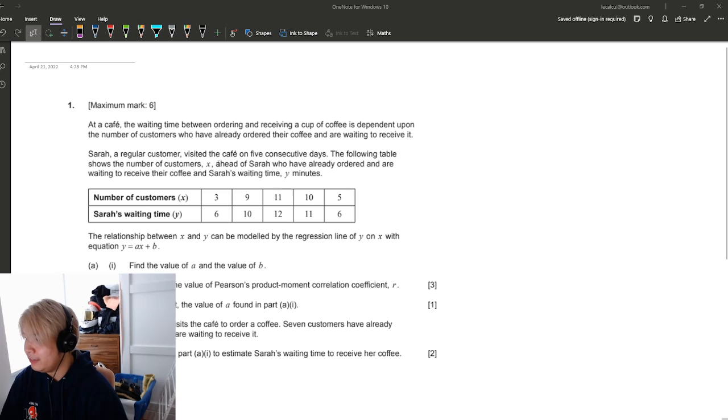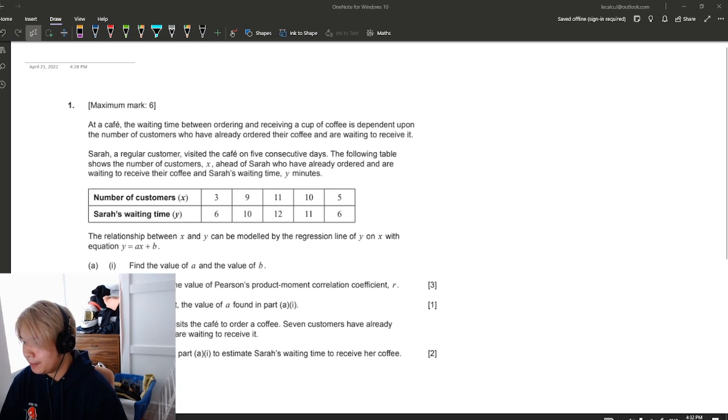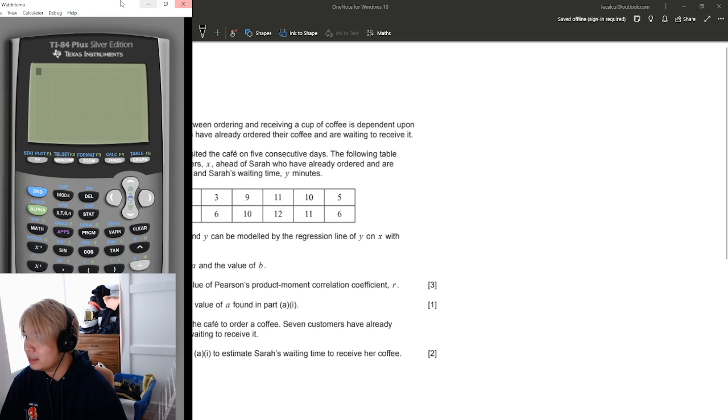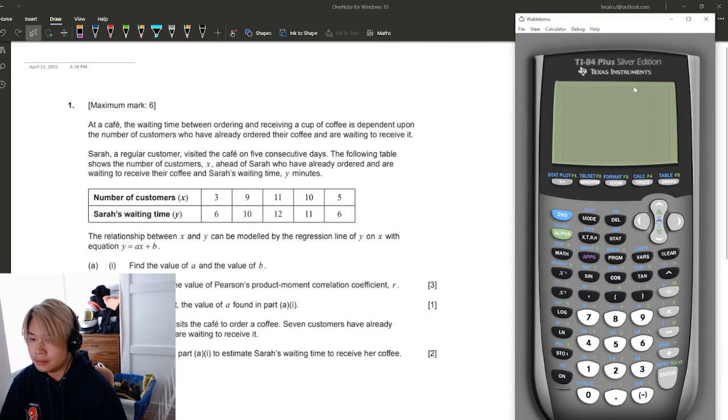Okay, we got a cafe. We have X and Y. We're going to make a linear regression. So we can pull out our handy dandy calculator, turn it on, and edit our list. I'm using a TI-84, so maybe the way that I do it won't be the same as the way you would do it.